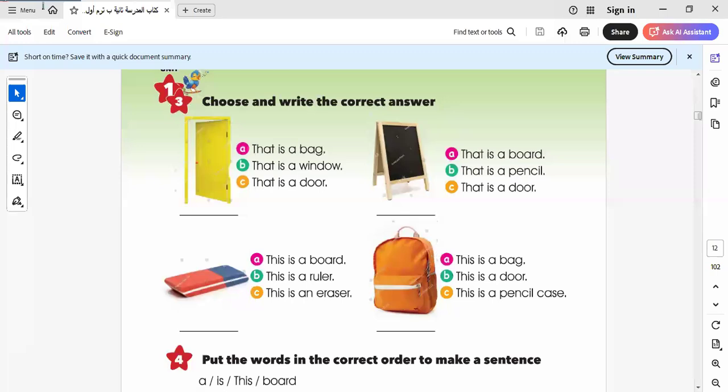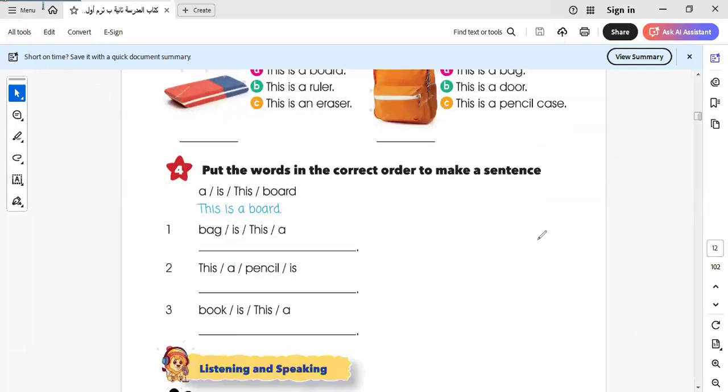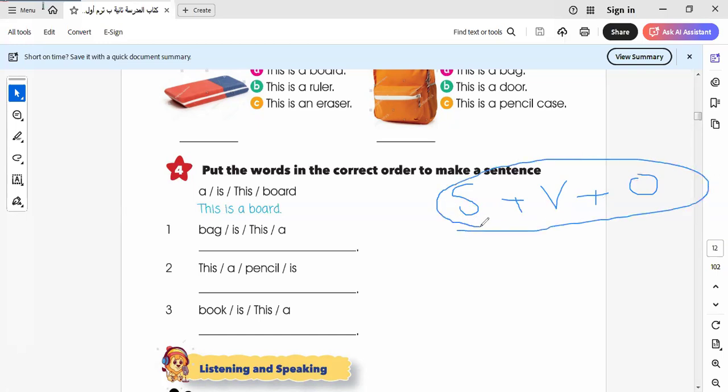Let's go to another item in this part. Here we have subject plus verb plus object. This is the rule of the sentence that we learned before. So I answer this question according to this rule. It will be, this is a bag: subject, verb, object. Okay, this is a bag. I think all of us know this rule.